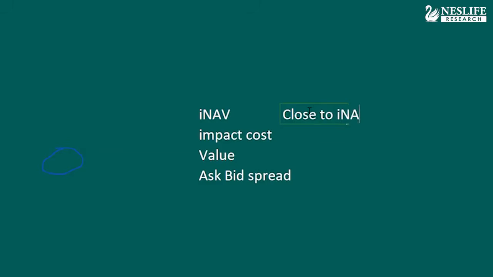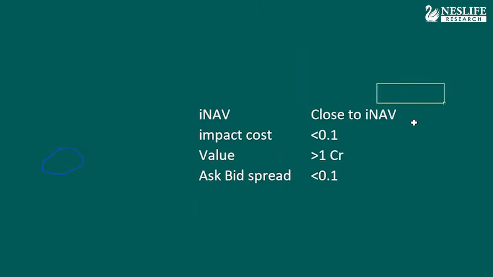If you are getting a lesser price, that is well and good, but it may not be possible. Impact cost should be less than 0.1. Value should be more than 1 crore, and this also should be 0.1. This is for selection or rejection as well. If any mutual fund ETF has impact cost more than 0.1, you can reject. If it is less than 1 crore, reject. Here 0.1, reject. So this can be used as a rejection criteria as well.